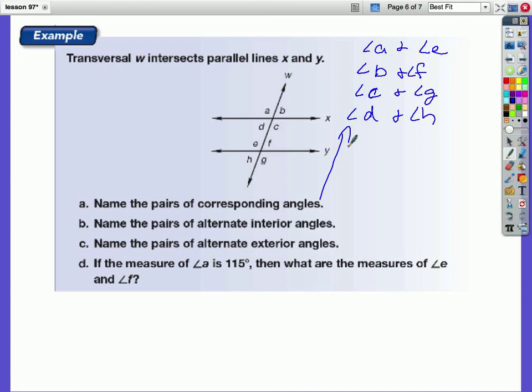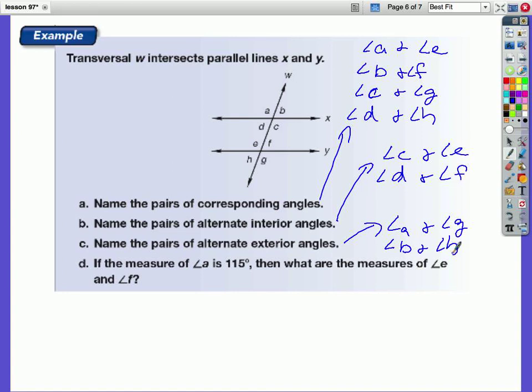Letter B says name the pairs of alternate interior angles. Interior, so all I'm looking at is C, D, E, and F. Let's start with angle C. Alternate interior, so they need to be opposite of the transversal, inside, equal measure. What's the angle? E. So then angle D and angle F are going to be a pair. For C, alternate exterior angles, we have angle A and angle G, angle B and angle H. They're outside of our parallel lines, they're equal in measure, and they're on opposite sides of the transversal.